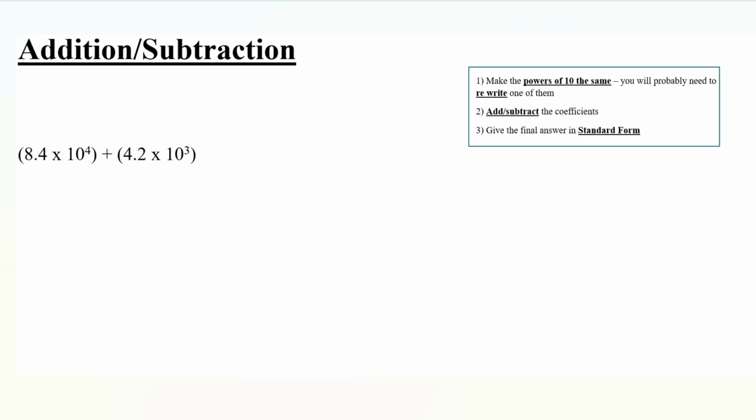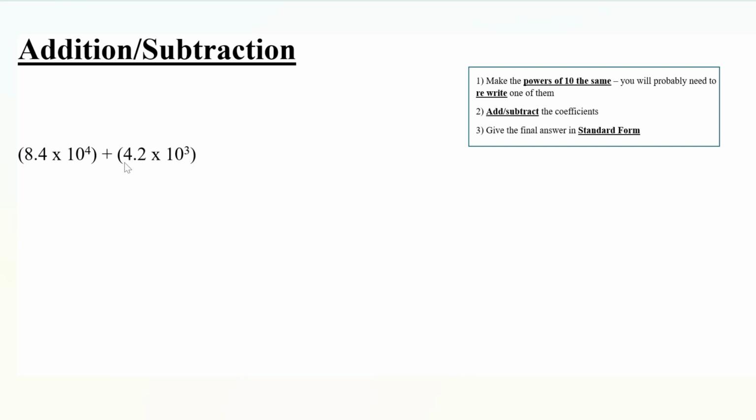Moving on to the second half of this video, we will now be looking at addition and subtraction with standard form. So here we have 8.4 times 10 to the power of 4 plus 4.2 multiplied by 10 to the power of 3. Now when adding or subtracting, there is a different process that we follow. So first of all, we need to make the powers of 10 the same, and we will most likely need to rewrite one of them to make these the same.